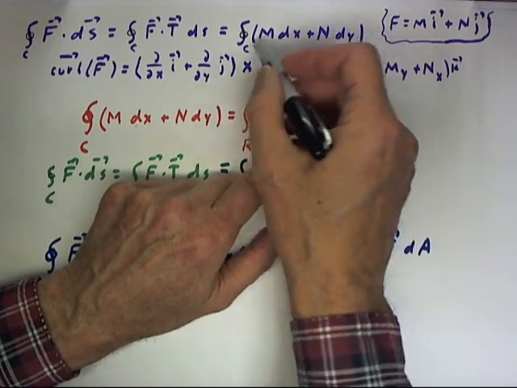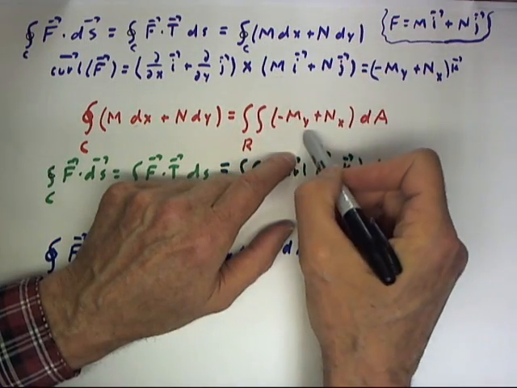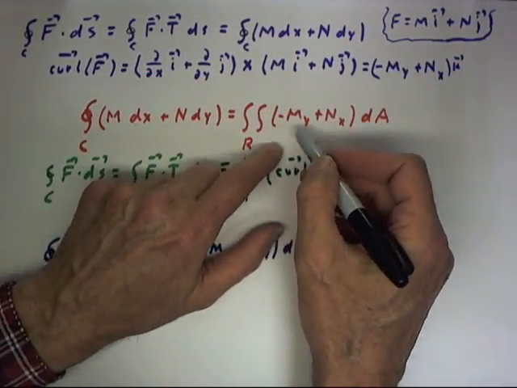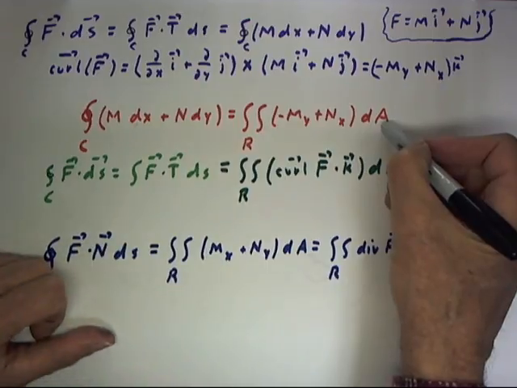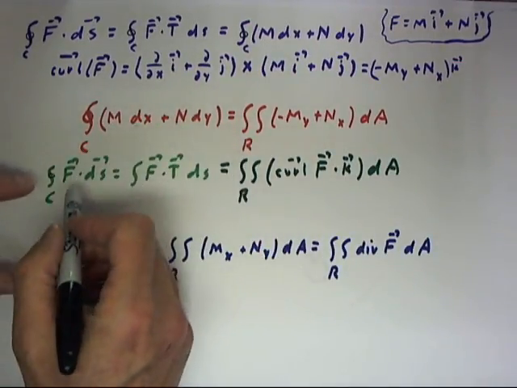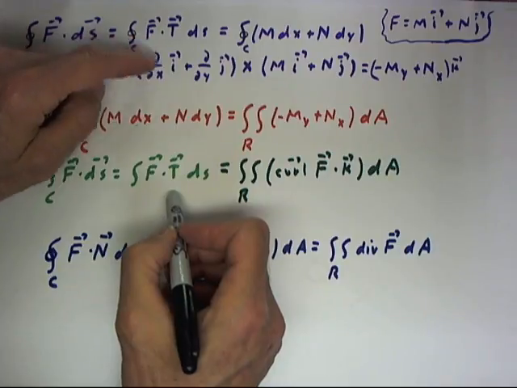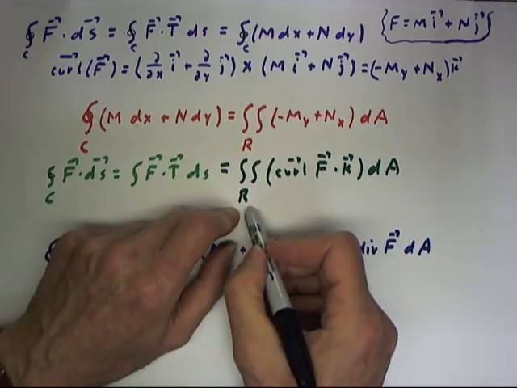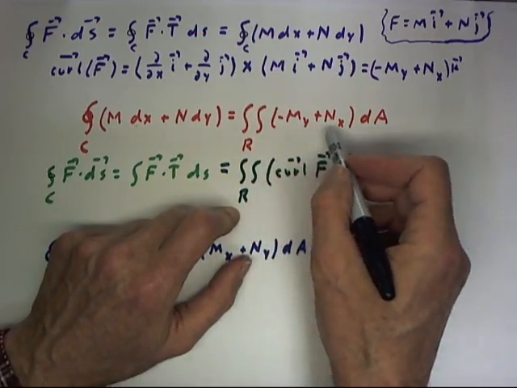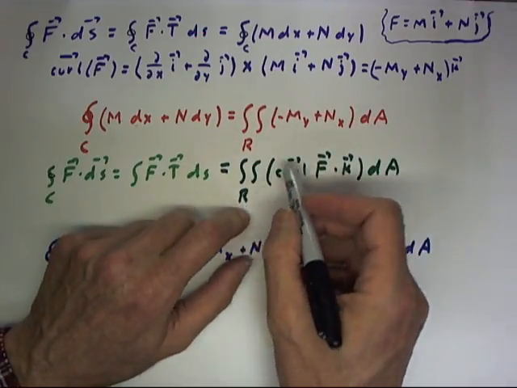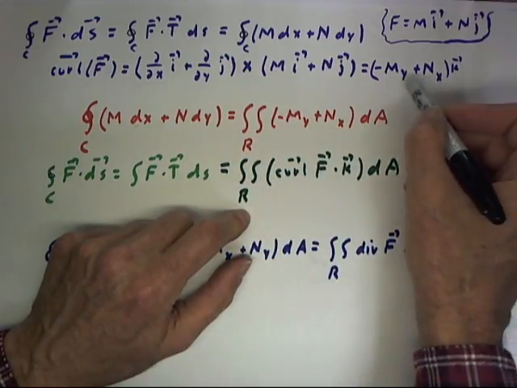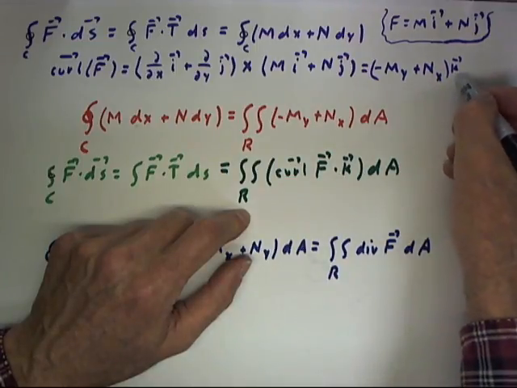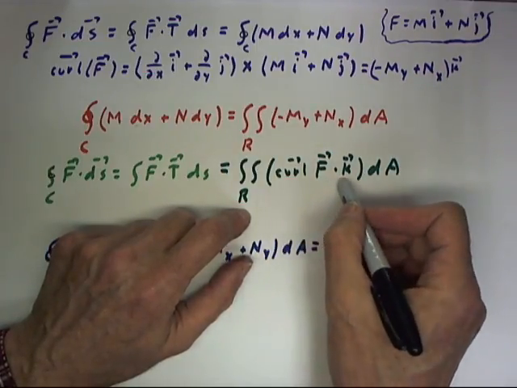Anyhow, it follows then that this integral of M dx plus N dy being equal to the integral of negative M_y plus N_x dA, the left-hand side is just the integral of F dot T ds. The right-hand side is just the integral over R of negative M_y plus N_x dA, but that's just the curl of F, which is negative M_y plus N_x k, dotted with k.